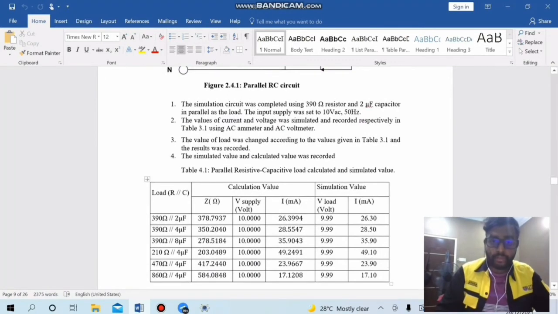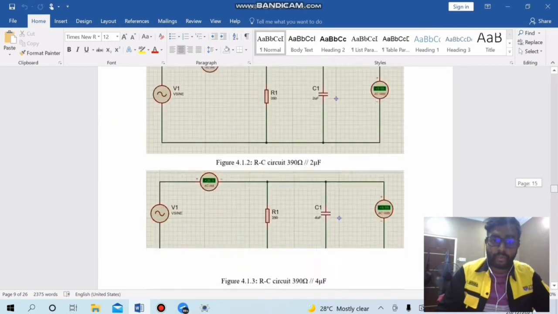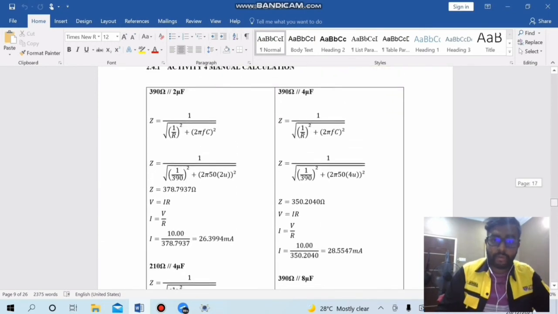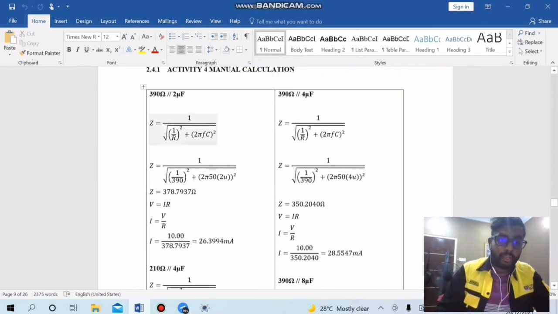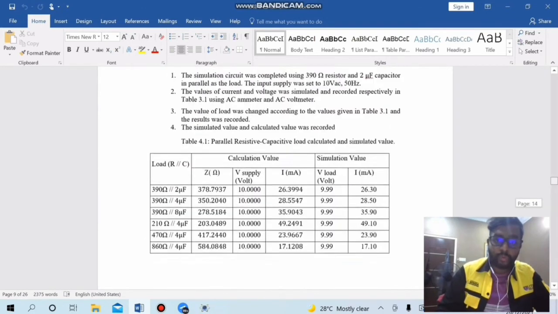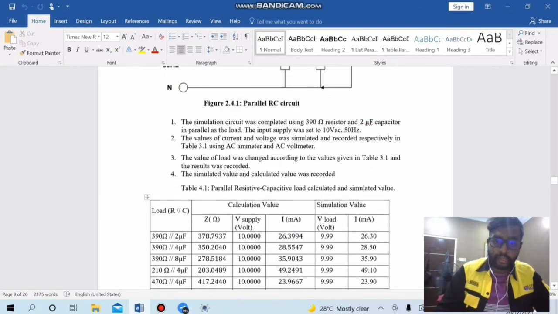For the current values and the voltage values, which is the simulation part, and using the given formulas we will do the manual calculation to calculate the impedance, total impedance and the current output for each case. So we will get the current which correlates to the simulation value once the calculation is done.